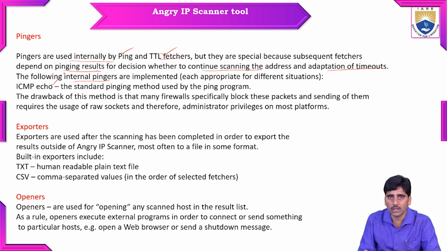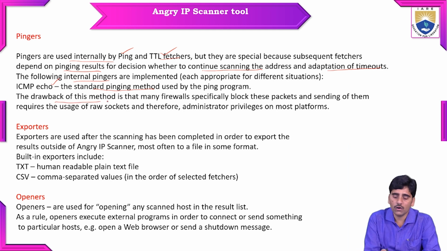ICMP echo is one type of pinger. It is the standard pinging method used by the ping program, and it is how the target address is contacted. At that moment, this ICMP echo performs like a pinger to ping that particular target.